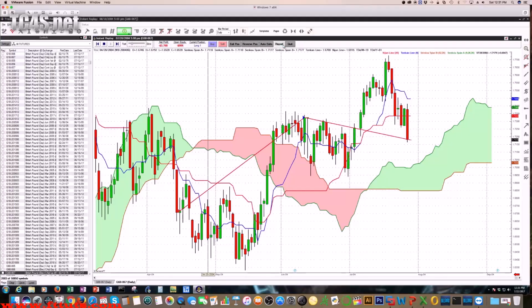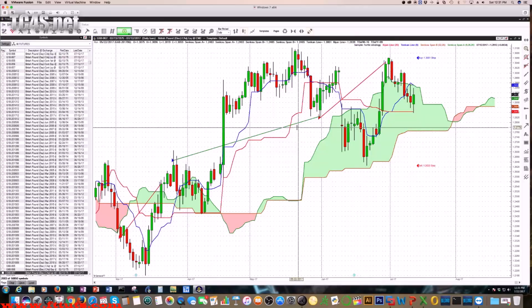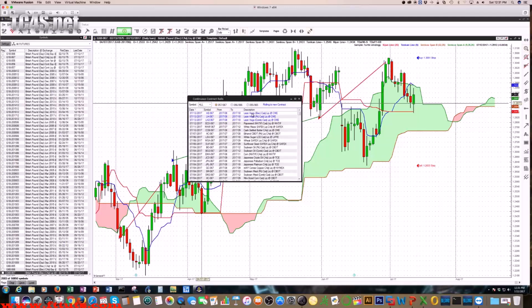Some people really like to do this stuff, but that's also availability as well. Okay, so that's kind of the overview. You can export data. There's a little export button here, or export a strategy as well up here. Continuous contract rules: if you click on that button, this will tell you when rollover is going to happen for these contracts. And the ones in blue are the ones happening most recently. You see it says rolling to new contract.